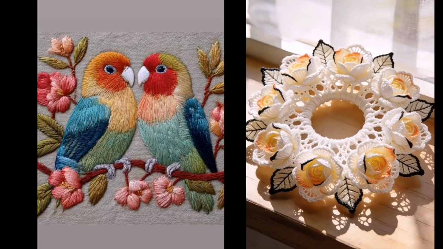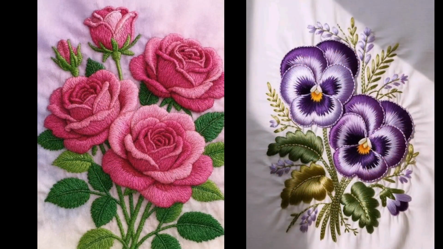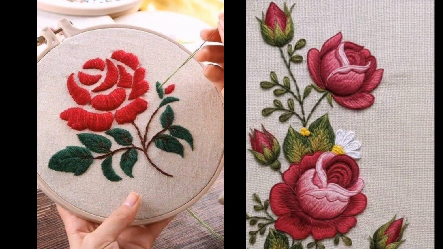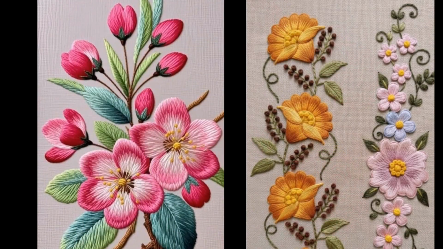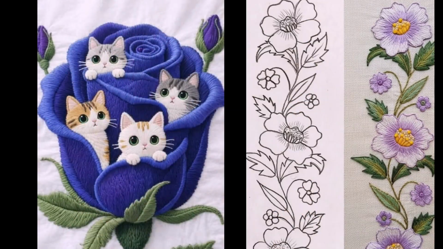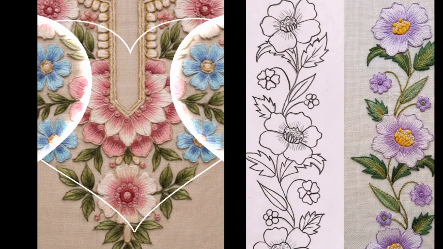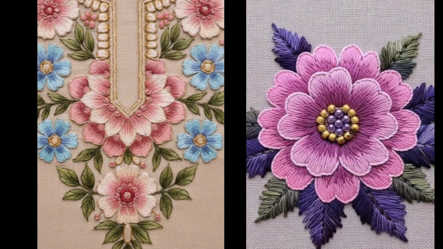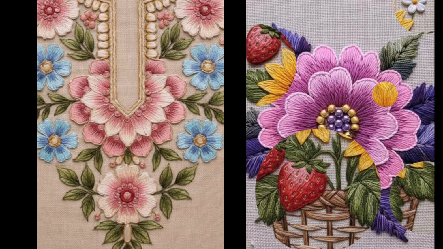Traditional hand embroidery designs. Traditional embroidery designs are rich and detailed. Examples include Kashmiri, Phulkari, Sindhi and mirror work. These designs use bright colors and beautiful patterns. They look amazing on kurtis, shalwar kameez and bridal dresses. Traditional embroidery shows culture and heritage through thread work.